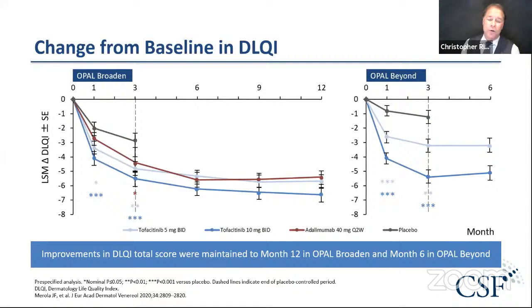We also see in the trial the measurement of the DLQI in the OPAL Broaden trial on the left and OPAL Beyond on the right. On the left, you have the active comparator, not present, of course, in OPAL Beyond. But once again, we see for the 5 BID dose, which is the one that was approved and we should be focusing on most, that there was significant improvement compared to placebo in both of these trials.